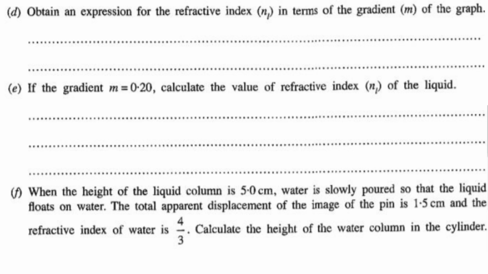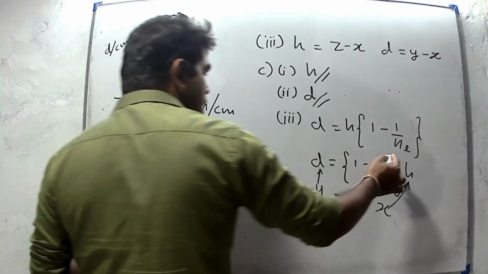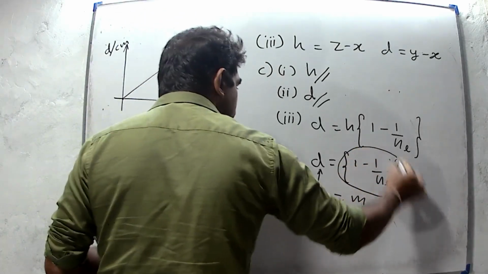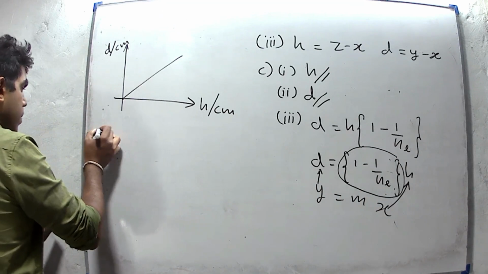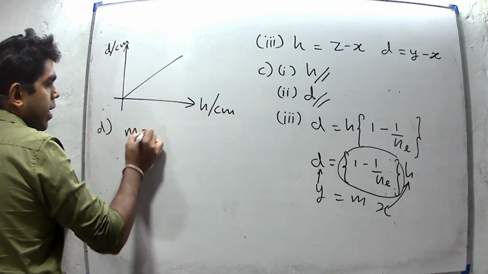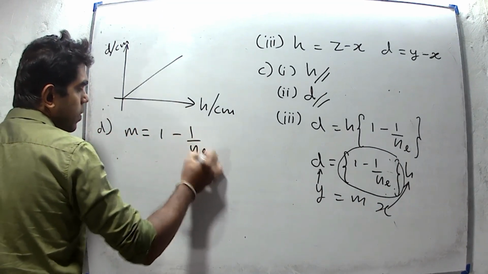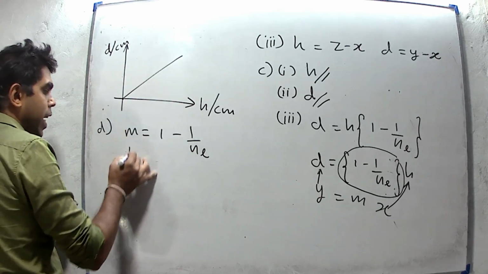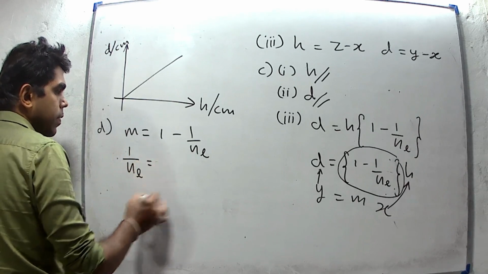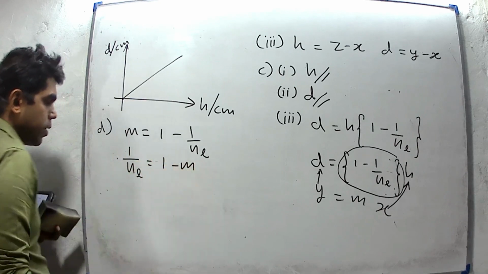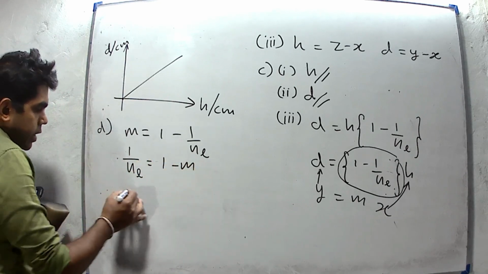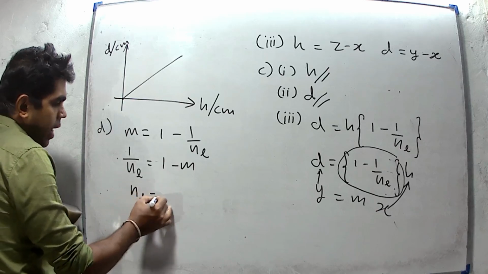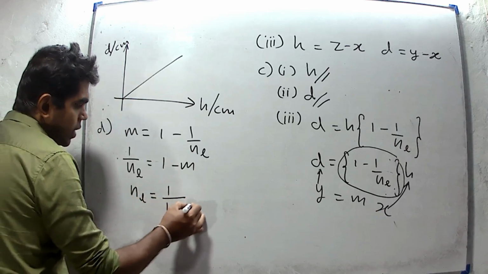Then part D, obtain an expression for the refractive index NL in terms of gradient of the graph. Now we know that this part is the gradient of the graph. Then we can write gradient equals 1 minus 1 over NL. We have to make NL the subject. I will bring 1 minus NL to this side. 1 minus gradient. Then we can get reciprocal. NL equals 1 over 1 minus gradient.